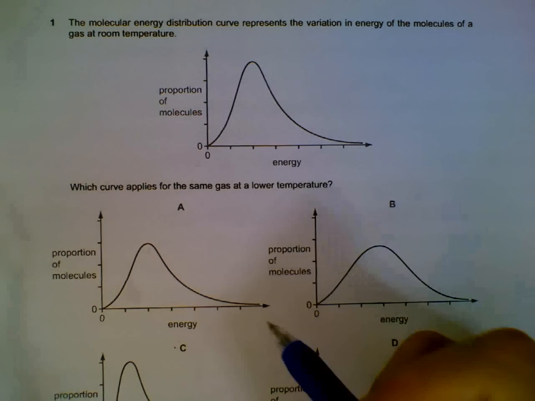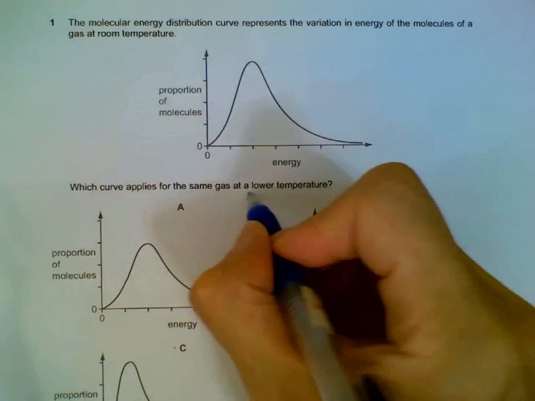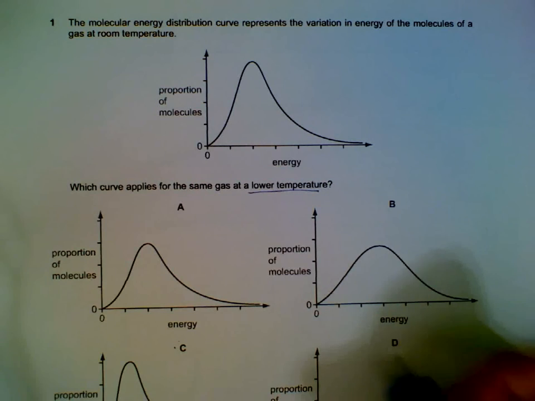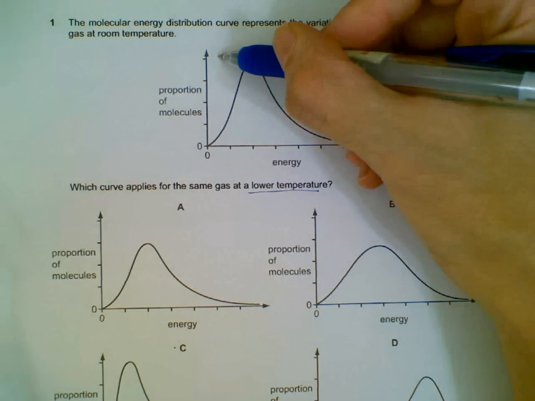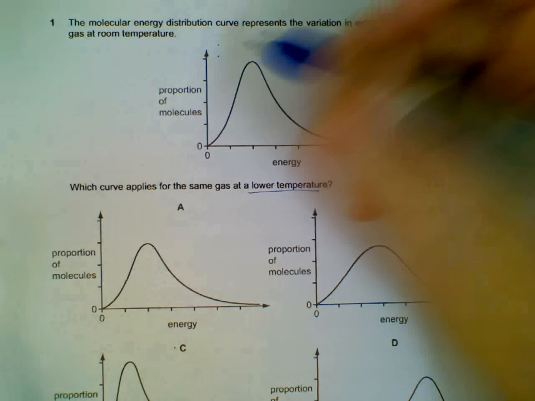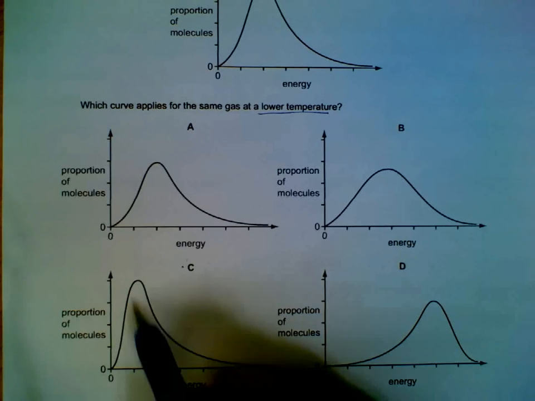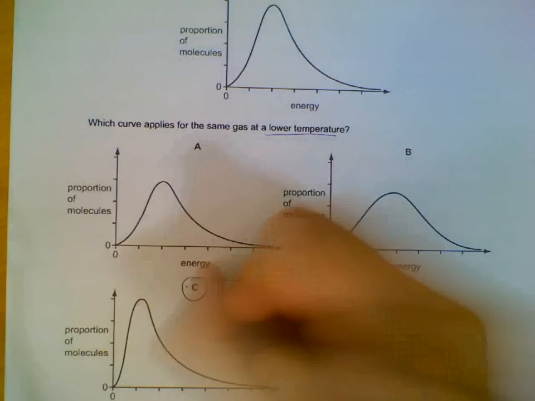Number one, we have a distribution curve, and they are interested to find out what a curve looks like when it's at the lower temperature. At the lower temperature, the peak of the curve will be to the left, and it will also be higher in level. So to the left and higher than before, so it will be C.